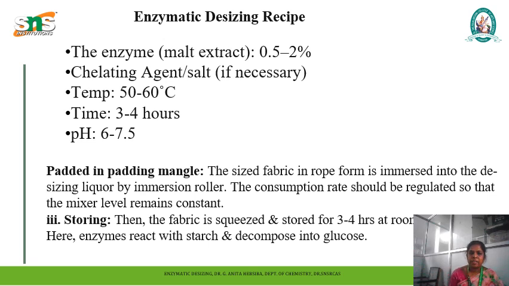Here, when we come to enzymatic desizing, usually we take malt extract as the enzyme, that is 0.5 to 2 percentage. Chelating agent or salt if necessary. What is a chelating agent? These chelating agents are all sequestering agents or else complexing agents which will remove the metal ion which is interfering in the enzymatic hydrolysis process.